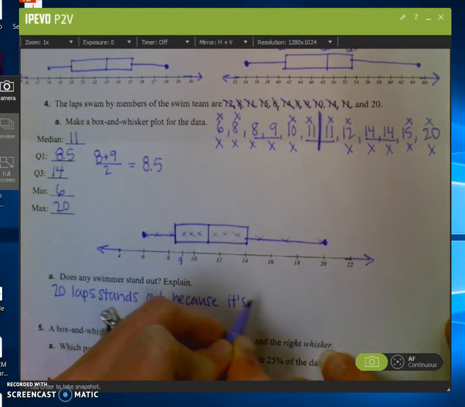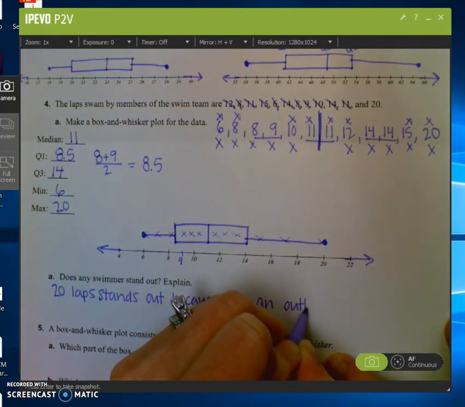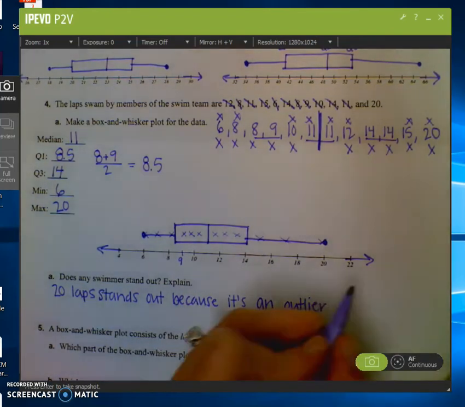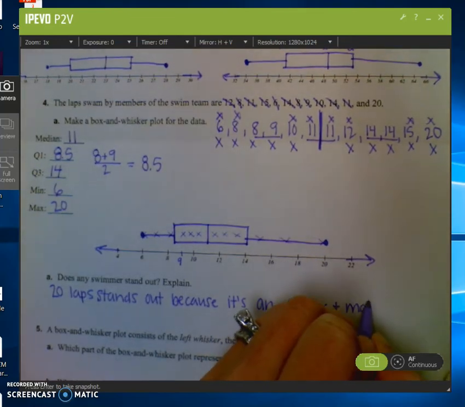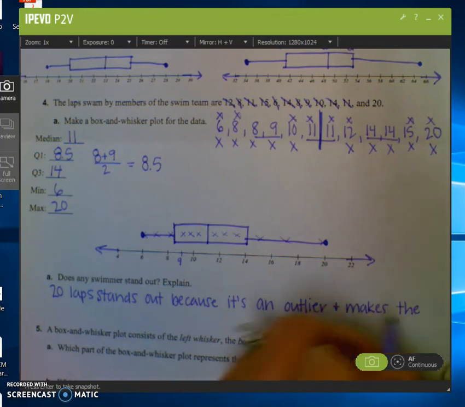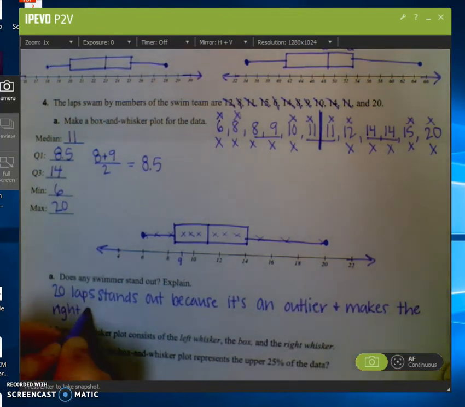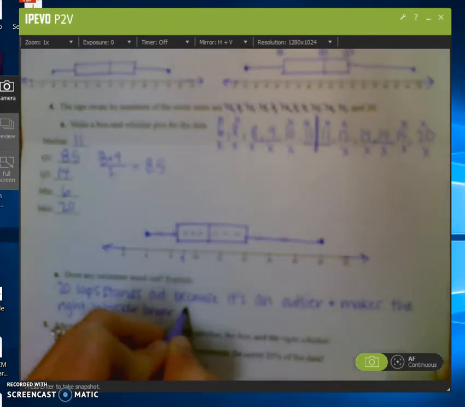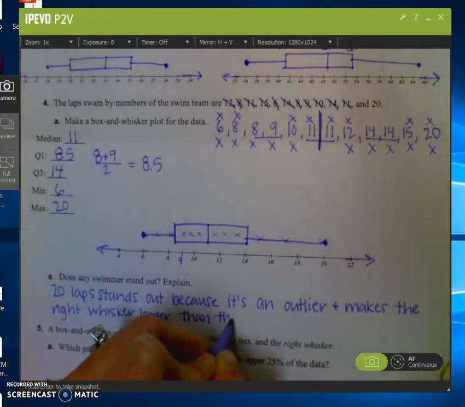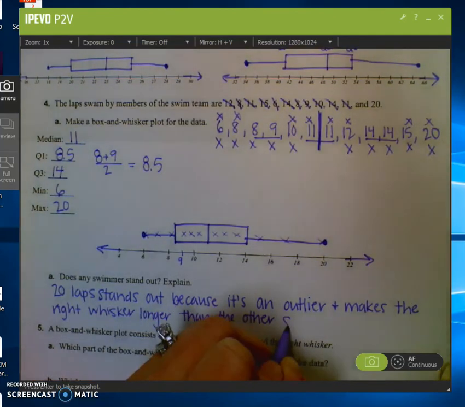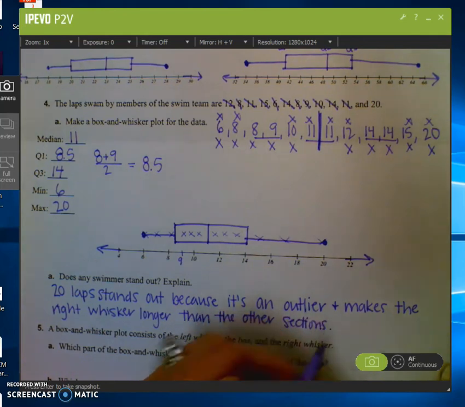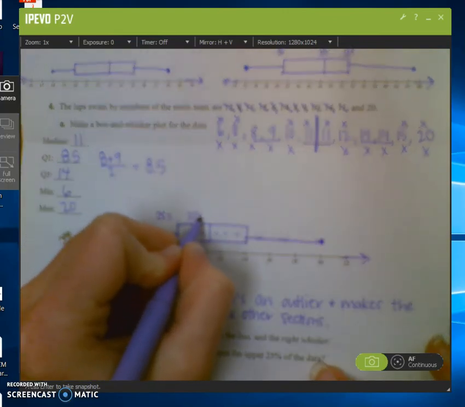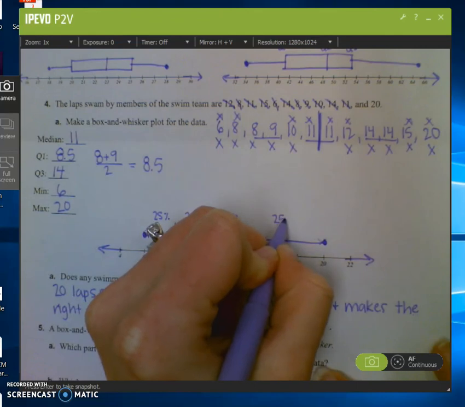So 20 laps stands out because it's an outlier, and again, an outlier is just a data value that's much bigger or much smaller than the rest, and makes the right whisker longer than the other sections. So I just want to reiterate here that there's 25% of the data here, 25% of the data is here, 25% here, and 25% here.